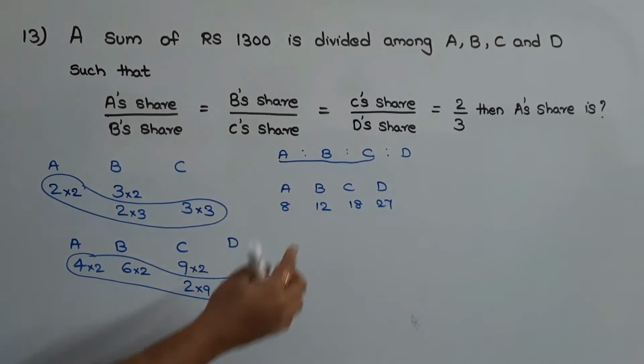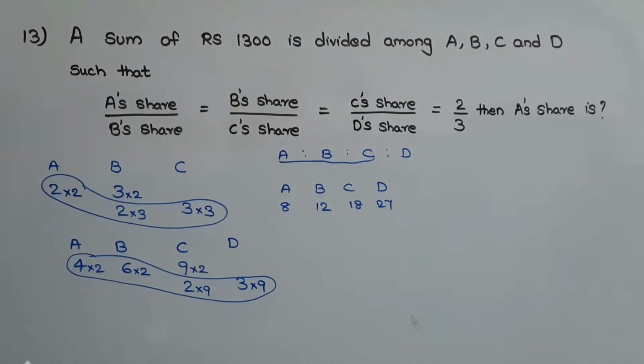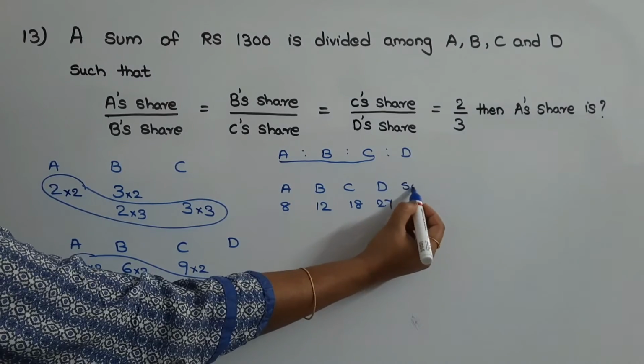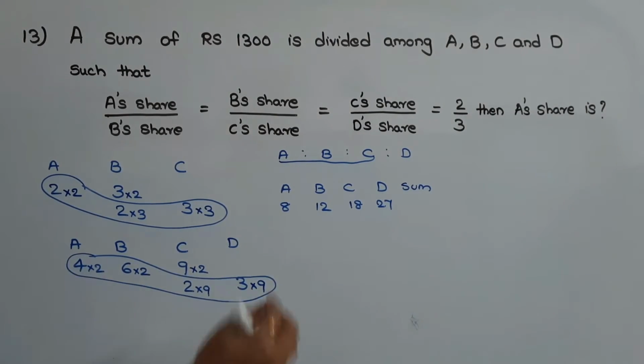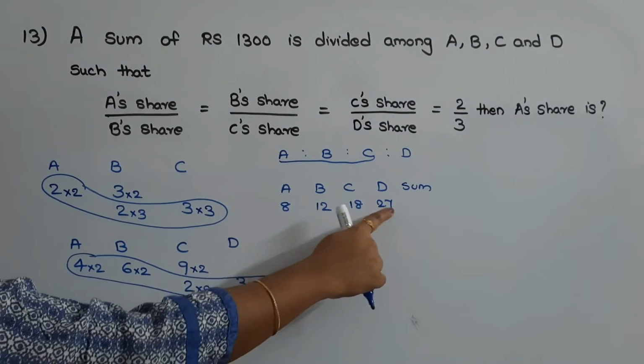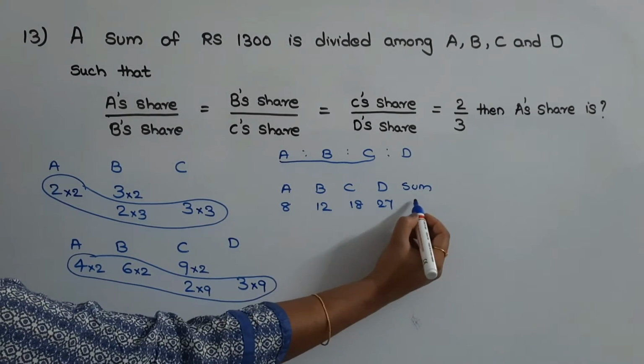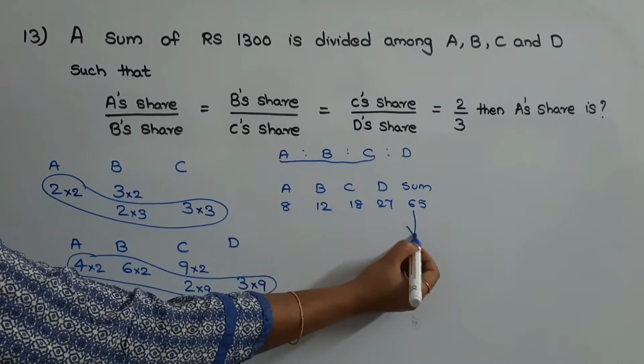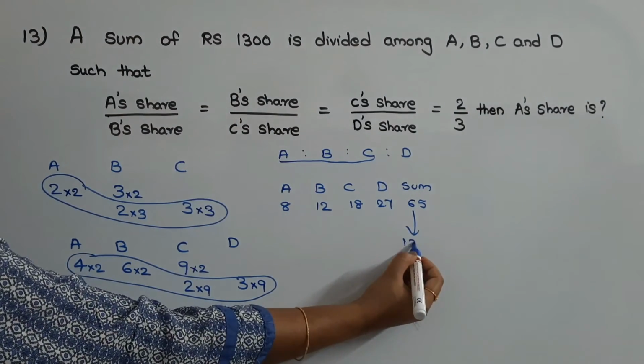So in the question they have given the sum of the shares as 1300. So we need to find out the sum of the ratios of the shares, that is 8 plus 12 plus 18 plus 27, that will be equal to 65. So we can represent this 65 as this 1300.